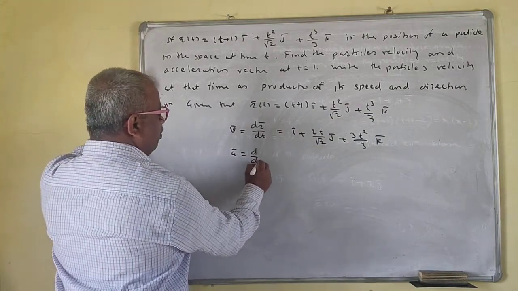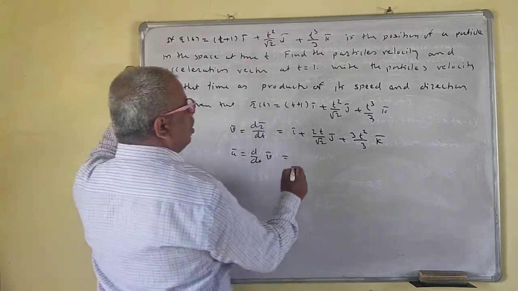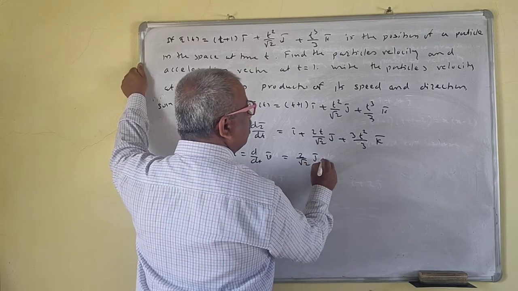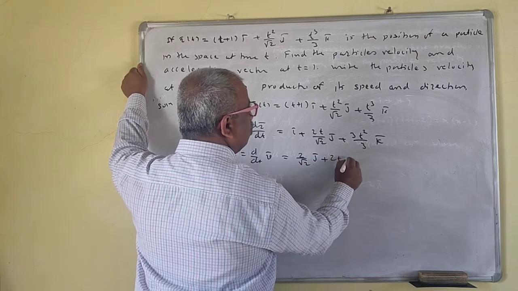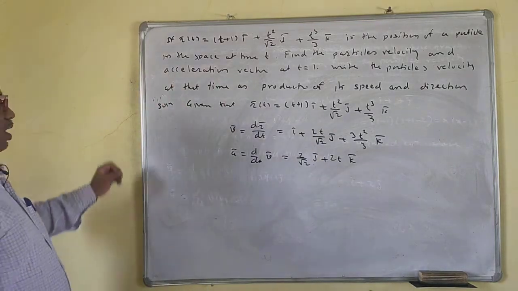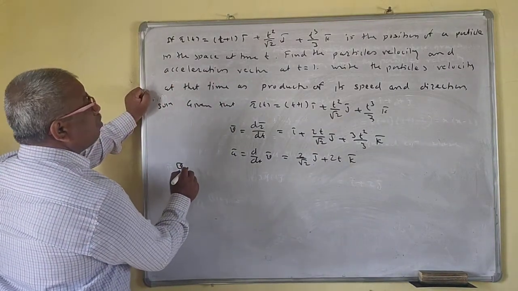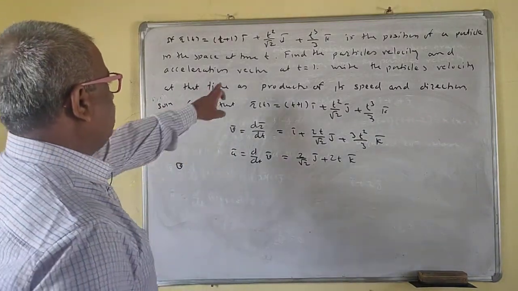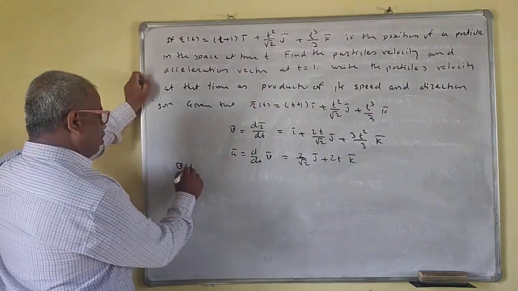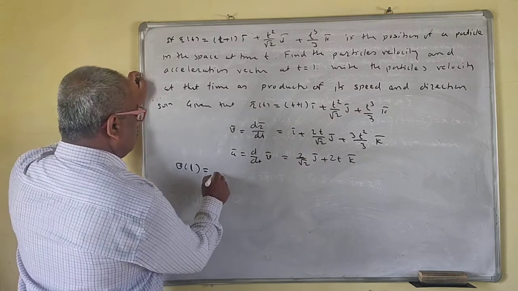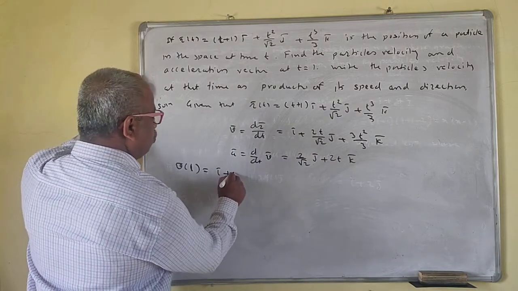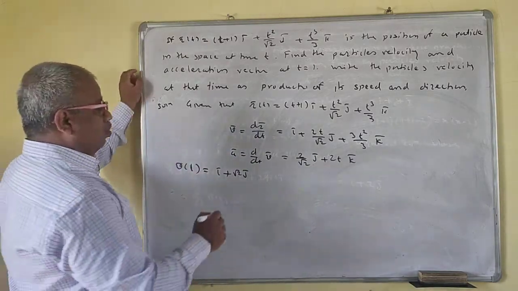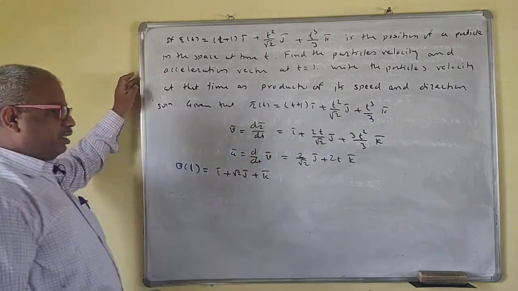I will write a bar also. A bar is equal to d by dt of v bar. So this is 2 upon root 2, we will simplify this, j bar, plus 3 gets cancelled, that means 2t k bar. Now the particle velocity at t is equal to 1: v bar at 1 is i bar plus root 2 j bar, because 2 upon root 2 is root 2 into root 2 upon root 2, plus k bar, since 3 gets cancelled.